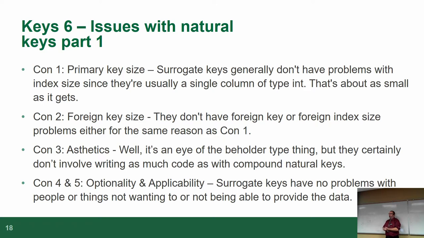And then problems number four and five, optionality and applicability. Surrogate keys don't care if you don't provide all the data. Why? Because the database server assigns it. It's created automatically. Let's say you come from a place in the world where you only have one name. There actually are a few countries in the world where people only have one name. Or some other places in the world don't track certain pieces of information. Like, you may not have a phone number, or you might not have a postal code. Insert other thing here. Synthetic keys don't care because they don't really exist. They're just a piece of information.